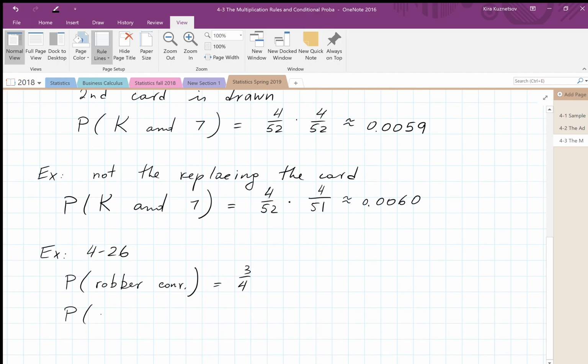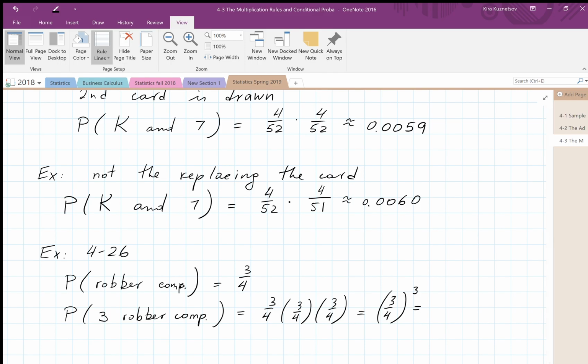So if I want 3 robbers apprehended, the first one is independent of the second one, which is independent of the third one. What I really have is 3 out of 4 to the power of 3. So you can use your calculator and give me an approximation to 4 decimal places. Technically it's an approximation sign, but it is not wrong to put an equal.